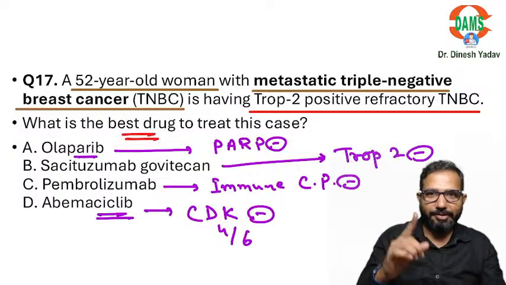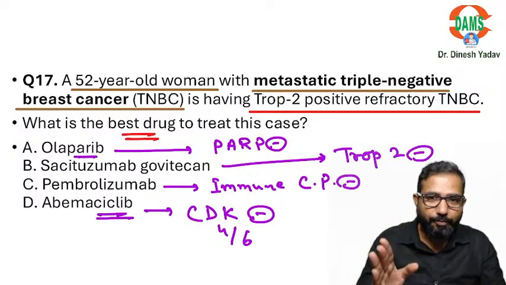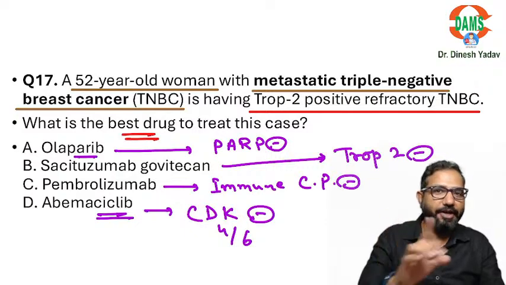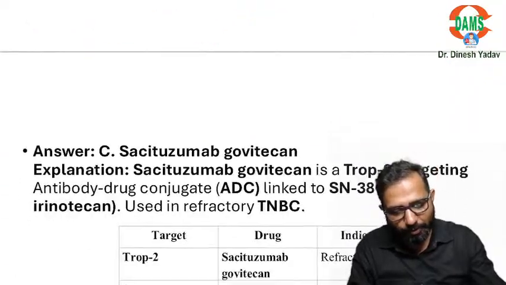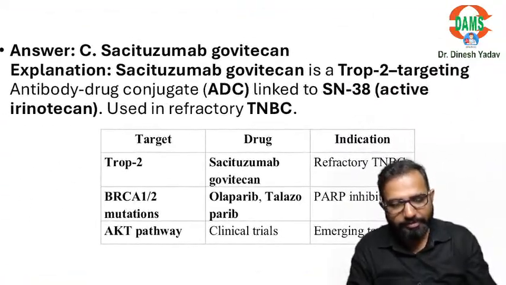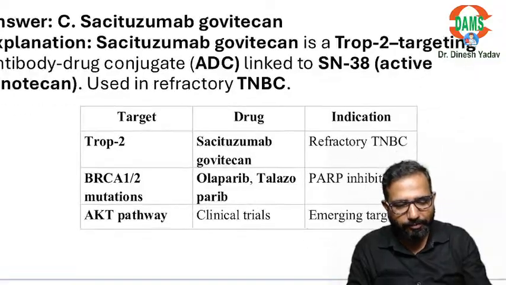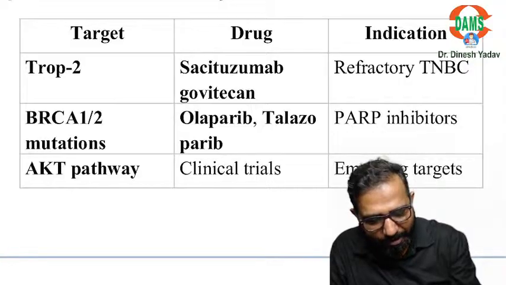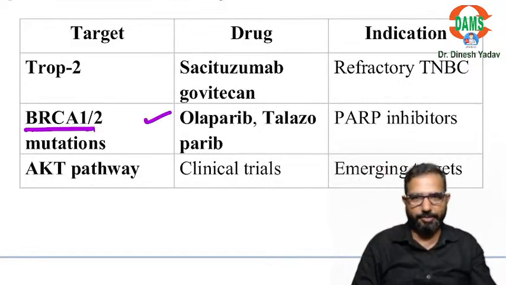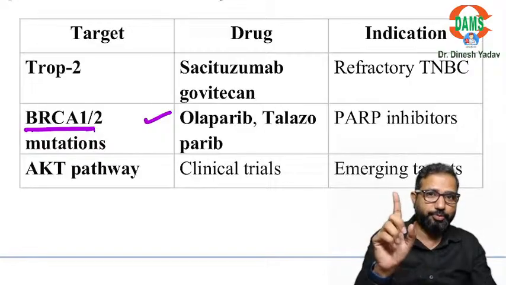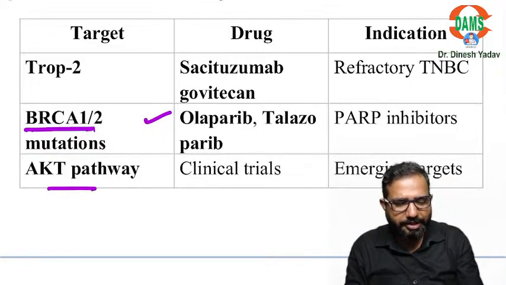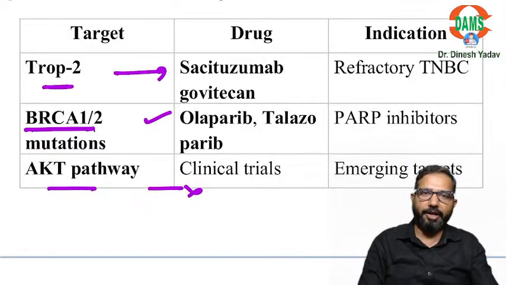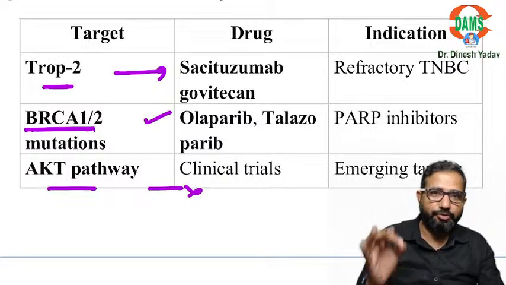So guys, remember first thing, olaparib is not for triple negative refractory cases. If you see the options, you can see when we use olaparib. See carefully, first see this table. If BRCA mutation is there, we use these PARP inhibitors. BRCA mutation, not for TROP2. AKT pathway is under clinical trial, not important for us. But if TROP2, then we use sacituzumab. Very important drug, sacituzumab, for TROP2.